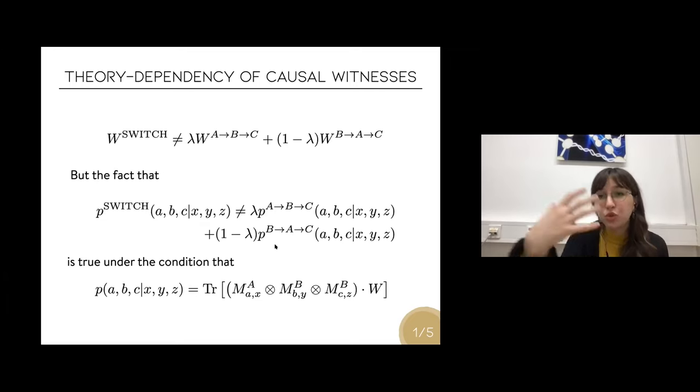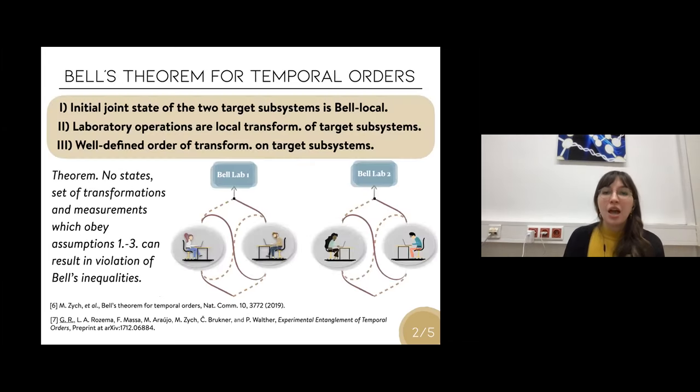So what we wanted to do was to try to provide some stronger demonstration than this. We did this by making use of a Bell theorem for temporal orders, which was proposed by Magdalena Zych and co-authors. And some of these authors were also authors of our work. The idea was basically to take the Bell theorem and to apply it to the case of causal orders via a Bell-type theorem. So how does this work?